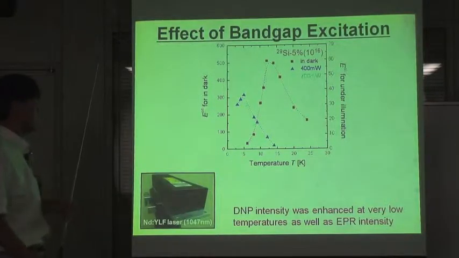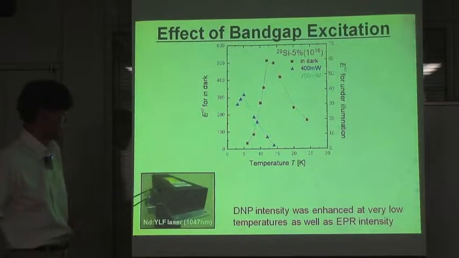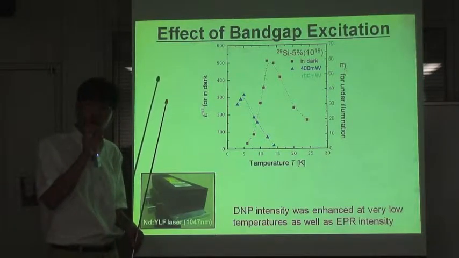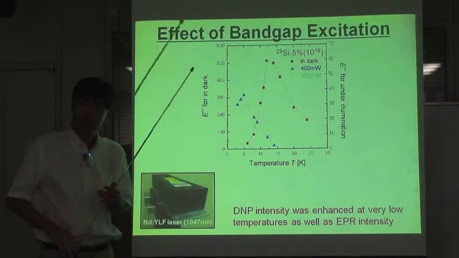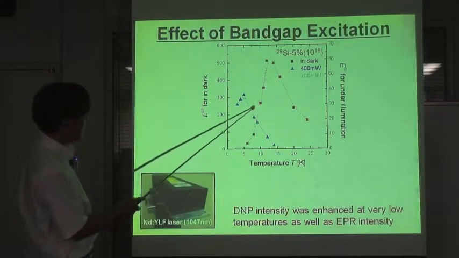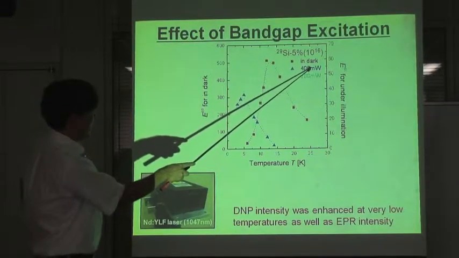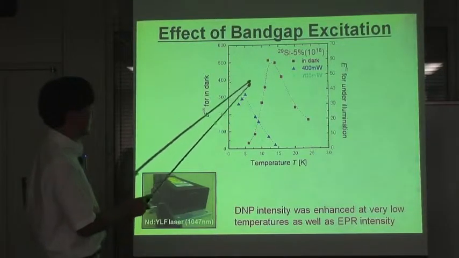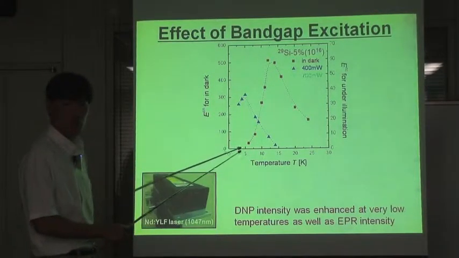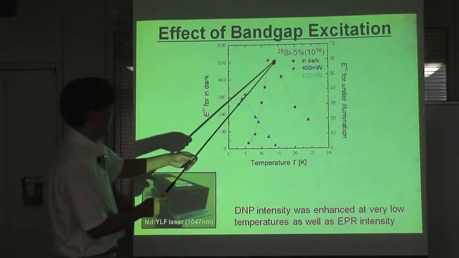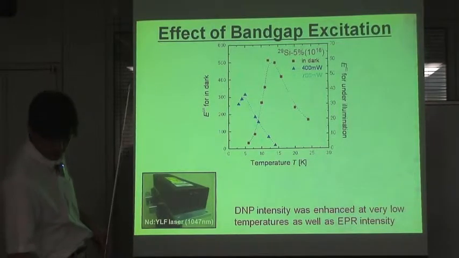Also, what Hiroshi did is that he also tried to study the effect of band edge gap illumination, effect of light illumination which has energy larger than band gap of silicon. With 400 milliwatts or 700 milliwatts irradiation, he was able to increase the polarization at this low temperature regime where I said it's relaxation limited, but not as high as what he obtained in dark.